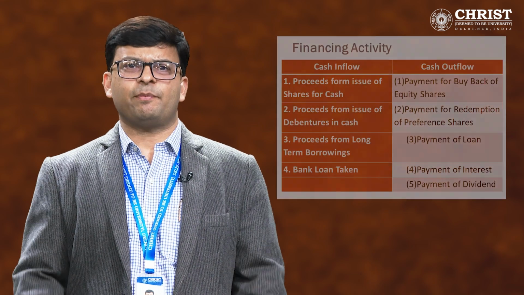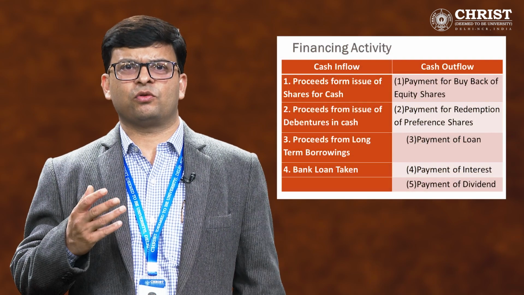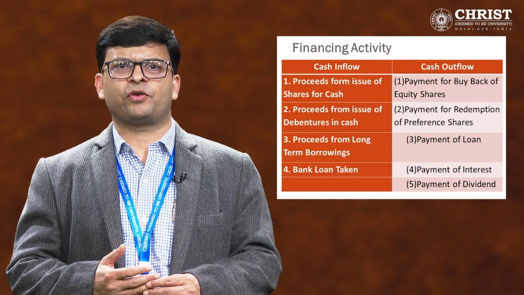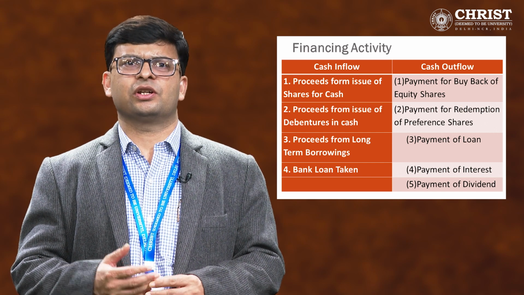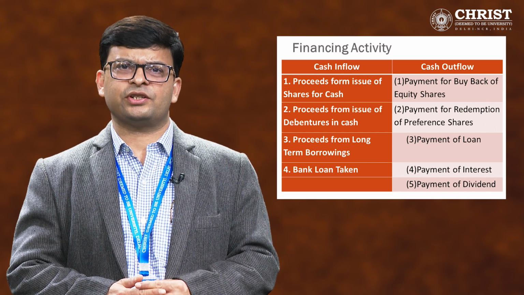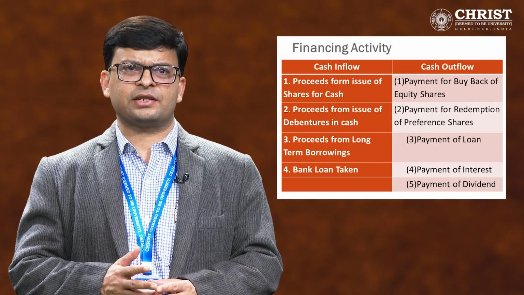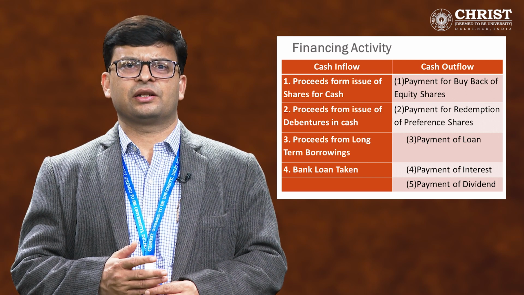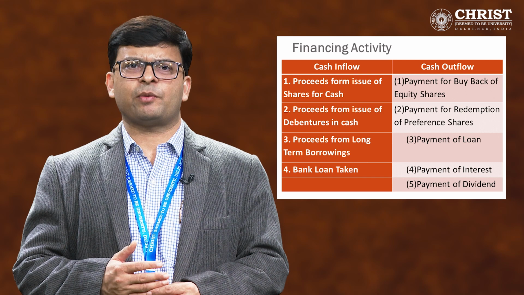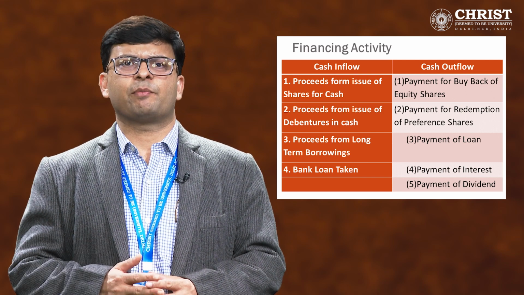Third activity is financing activity. Examples of financing activities are cash inflows: proceeds from issue of equity shares or preference shares for cash, proceeds from issue of debentures for cash, proceeds from long-term borrowings, bank loan taken. Cash outflow examples are payment for buyback of equity shares, payment for redemption of preference shares or debentures, payment of loan, payment of interest, payment of dividend.